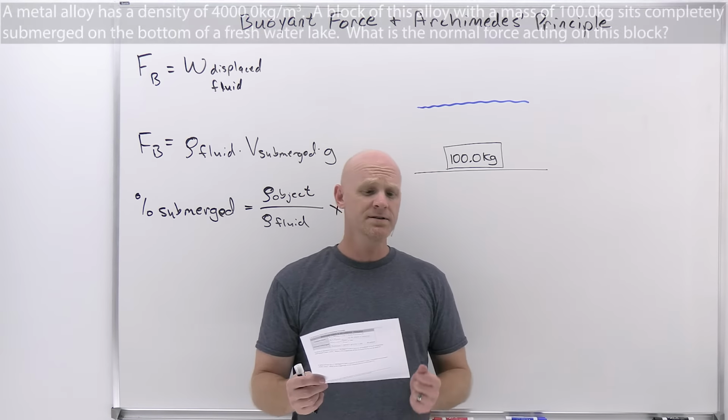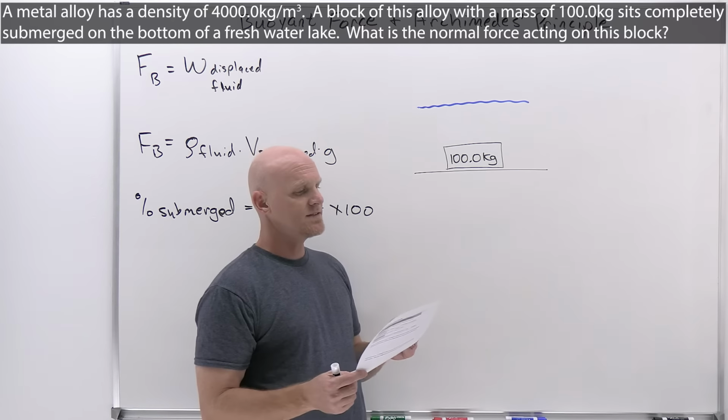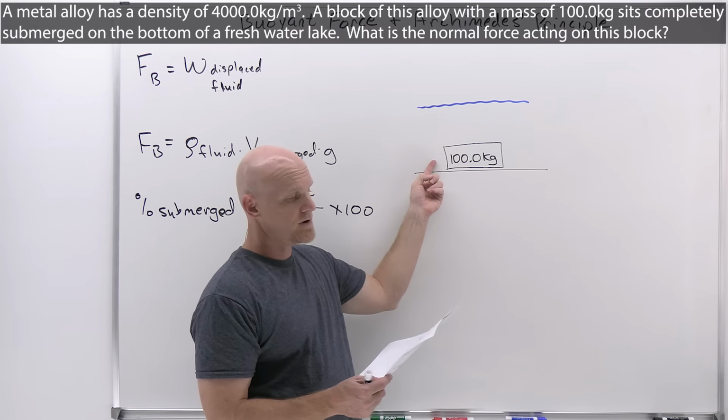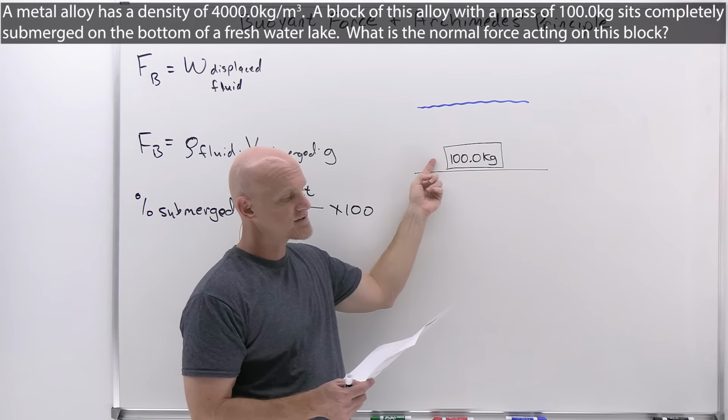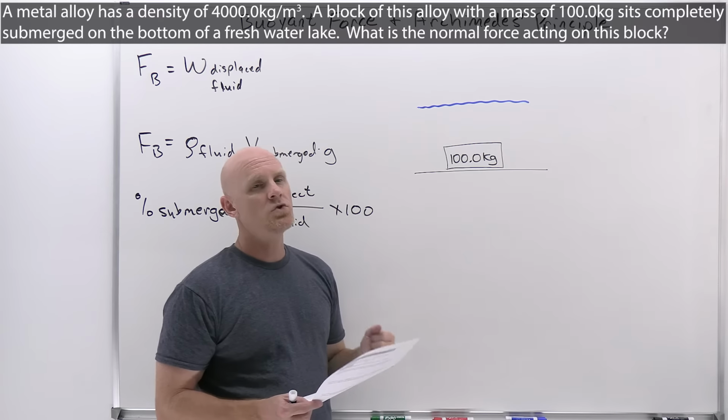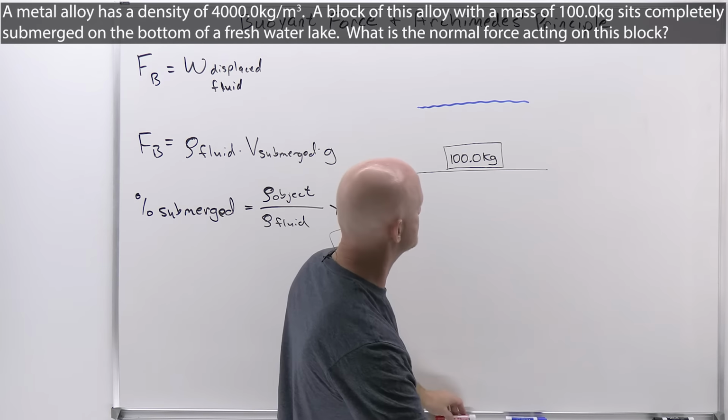All right, next question. It says a metal alloy has a density of 4,000.0 kilograms per meter cubed. A block of this alloy with a mass of 100.0 kilograms sits completely submerged on the bottom of a freshwater lake. What is the normal force acting on this block?